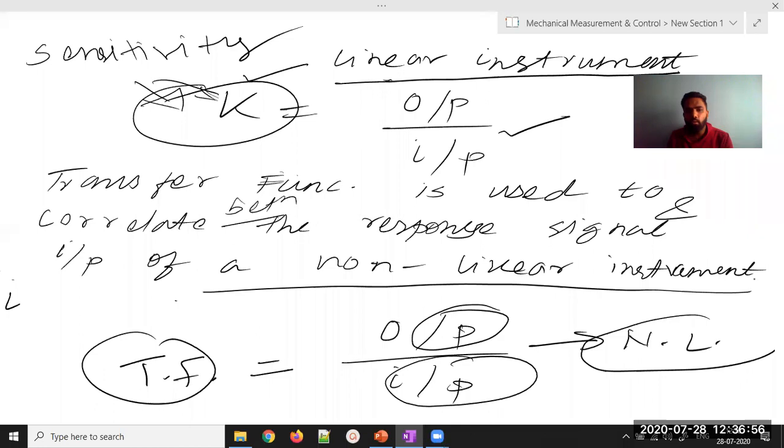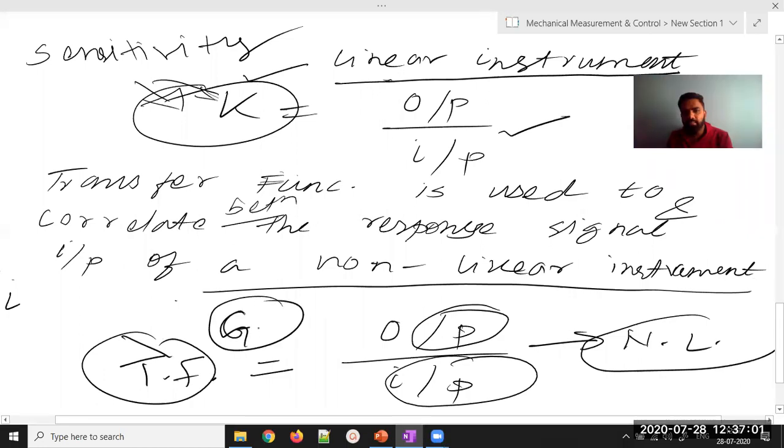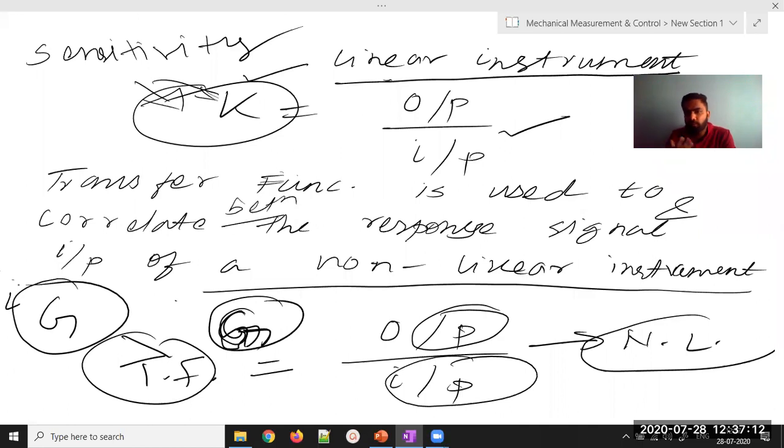We don't represent it by K. We represent it by a term called G, the transfer function. You will use this function when you go to control systems, and in the 4th, 5th and 6th modules on electronic instruments, you will use this kind of function, the transfer function. So the transfer function is basically used to correlate between the response and the input, or you can say the output and input of a non-linear instrument.